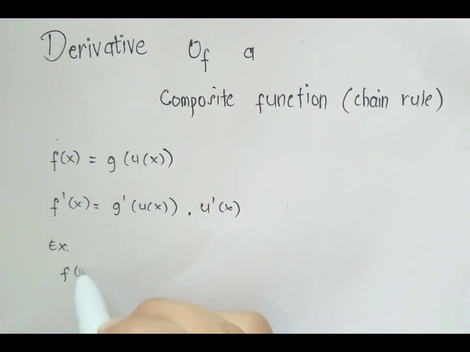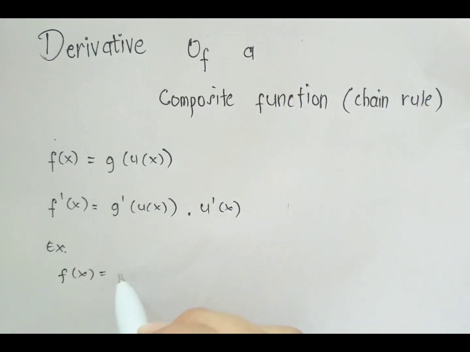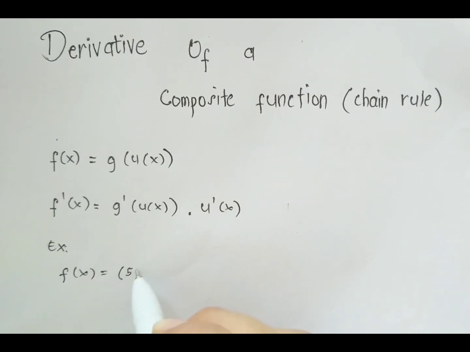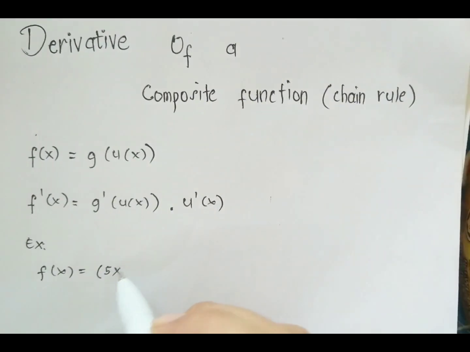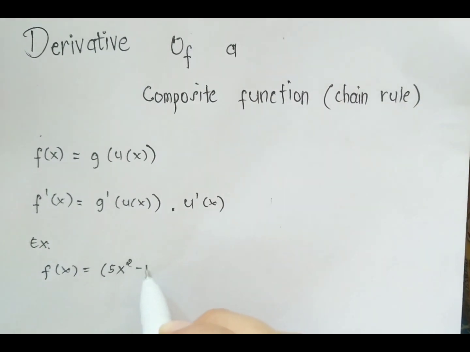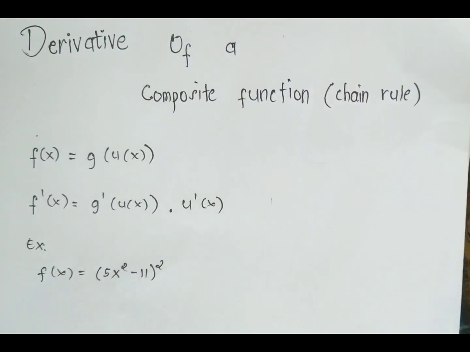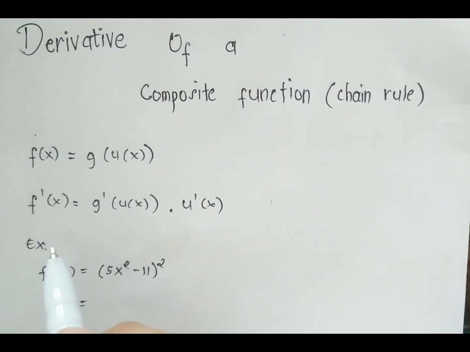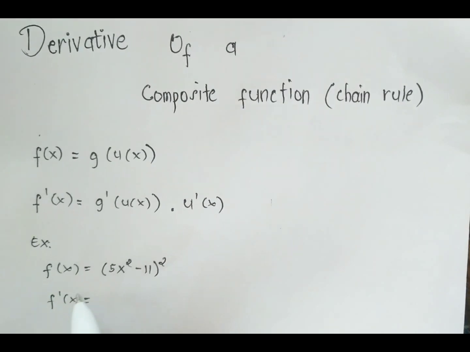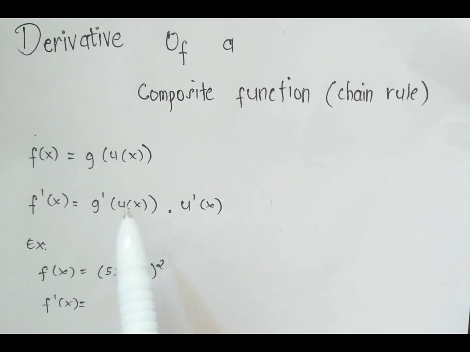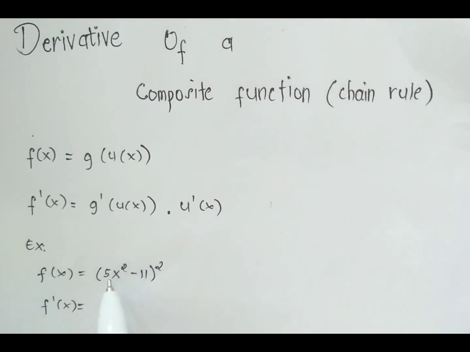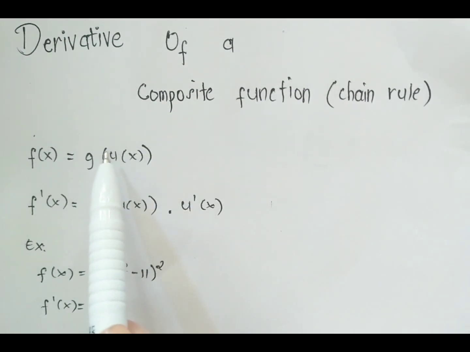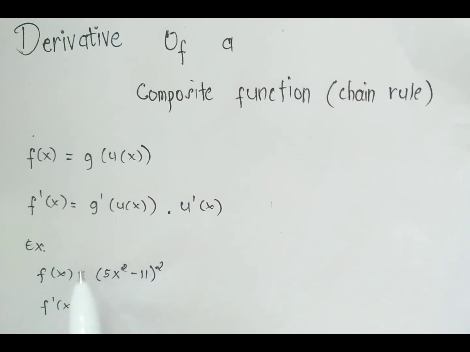f of x is equal to (5x squared minus 11) raised to 2. So we're going to write the derivative, which is f prime of x. To find the derivative of (5x squared minus 11) raised to 2, our g of u of x is this one.